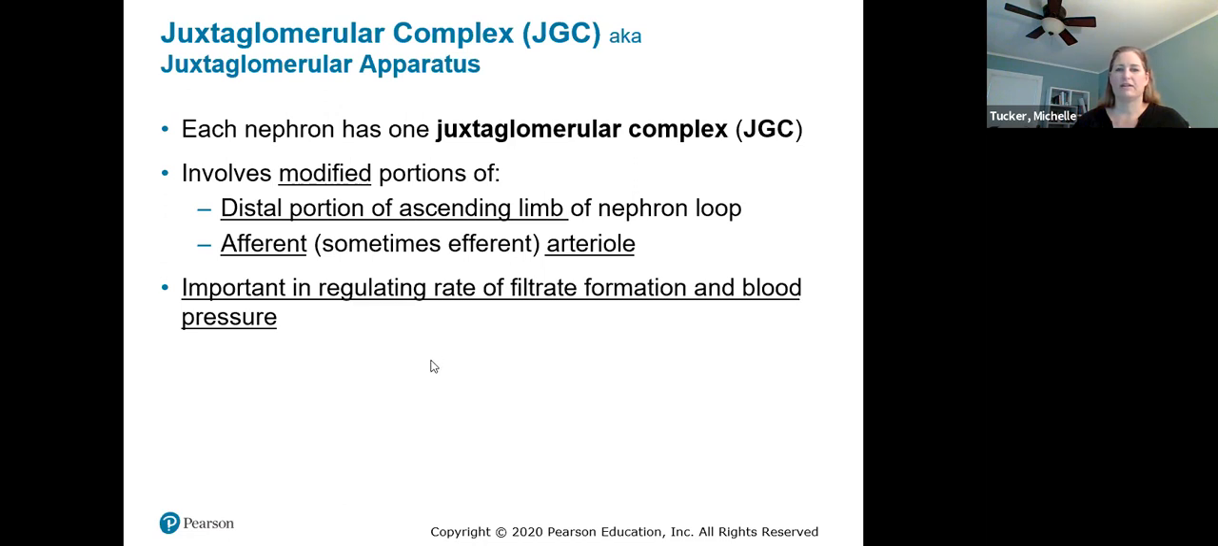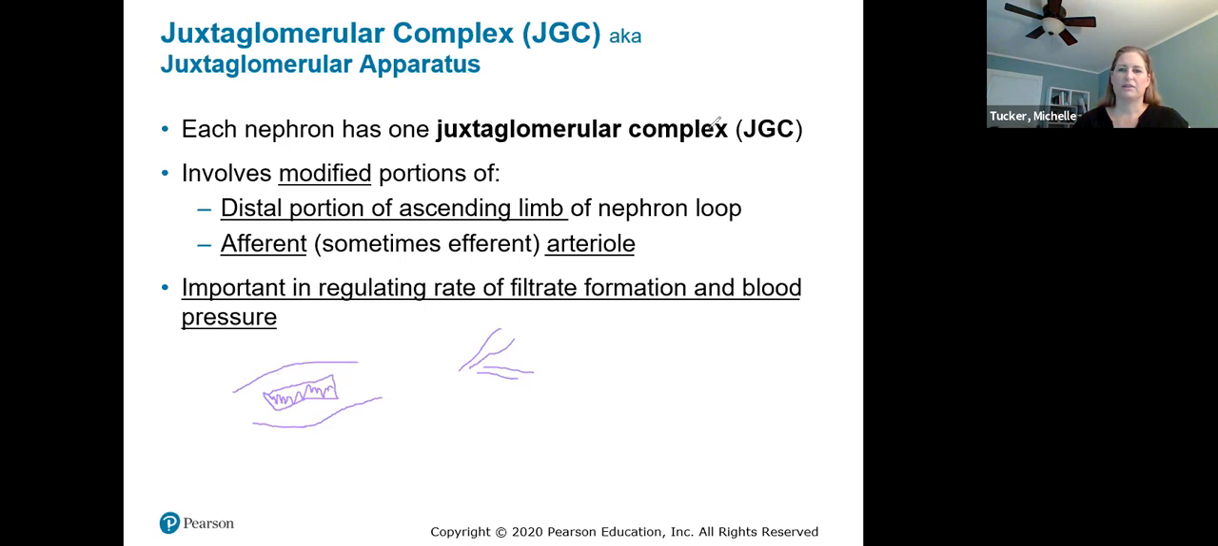Each nephron also has a juxtaglomerular complex. If you looked at the model, we had our afferent arteriole, and then we had little, actually kind of branching efferent arterioles. The afferent arteriole, you'll see, has these specialized cells on the lab model. These specialized cells are part of that juxtaglomerular complex.